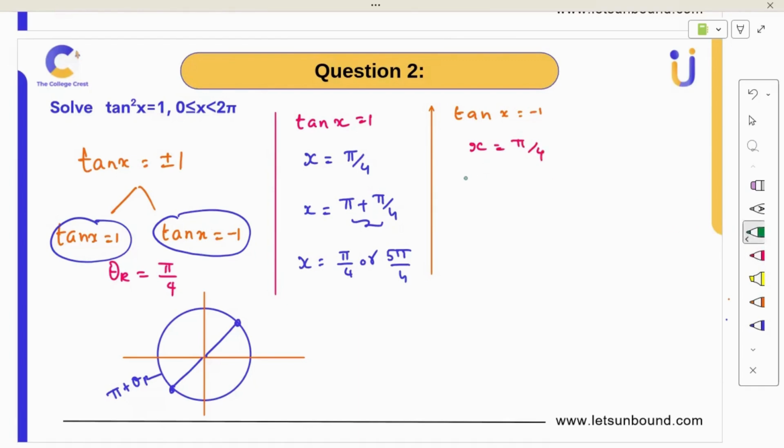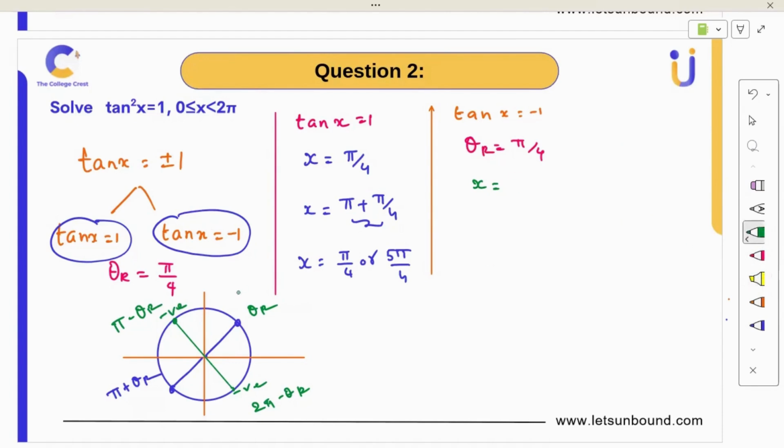Then what? Also tan x is negative here, also negative here. This angle you can write as pi minus your reference angle. This is 2 pi minus your reference angle. Here is the reference angle itself. So, okay, this is just a reference angle, not x actually. This is just the reference angle.